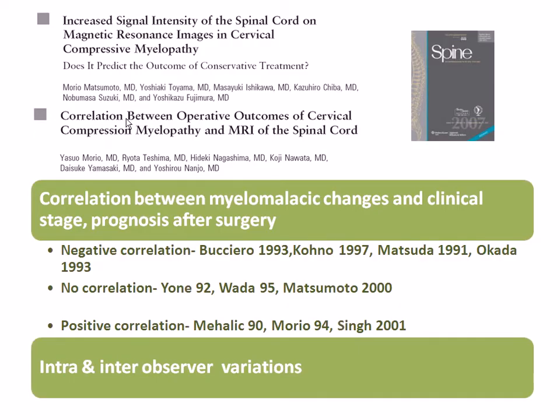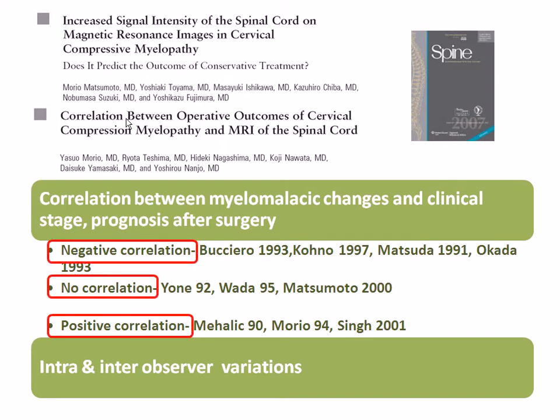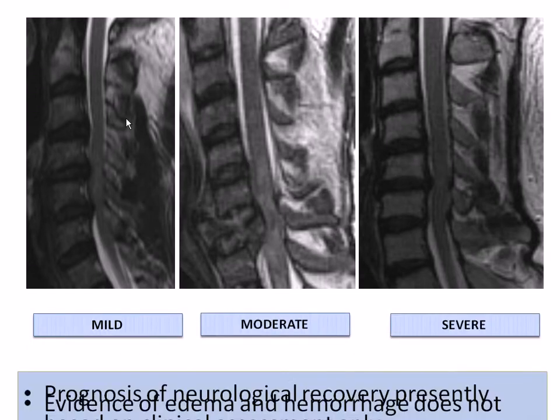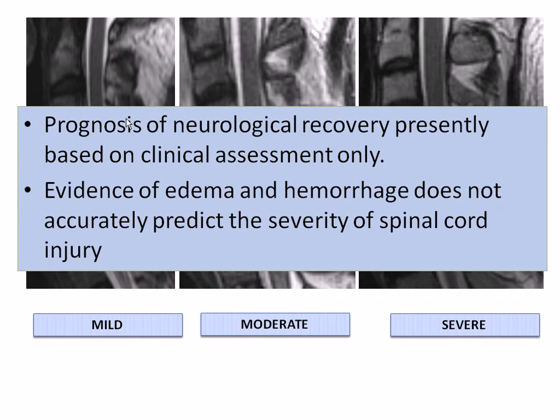So this has also been discussed very widely in the literature, where people have found that there is sometimes very poor correlation or no correlation at all between the signal intensity changes that you see in the MRI and the neurological status. Even in case of injury, you will find that the MRI shows mild, severe and moderate spinal cord damage, but when you see the clinical status, it can be completely different.